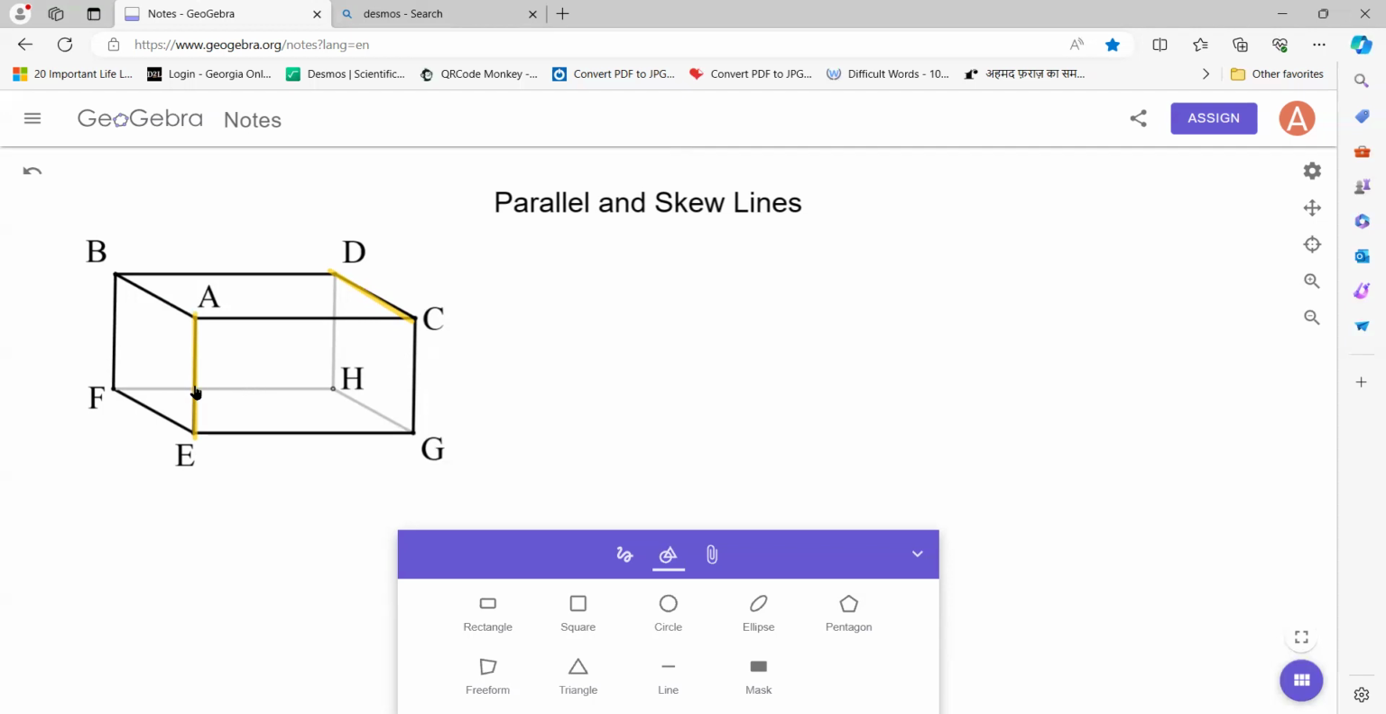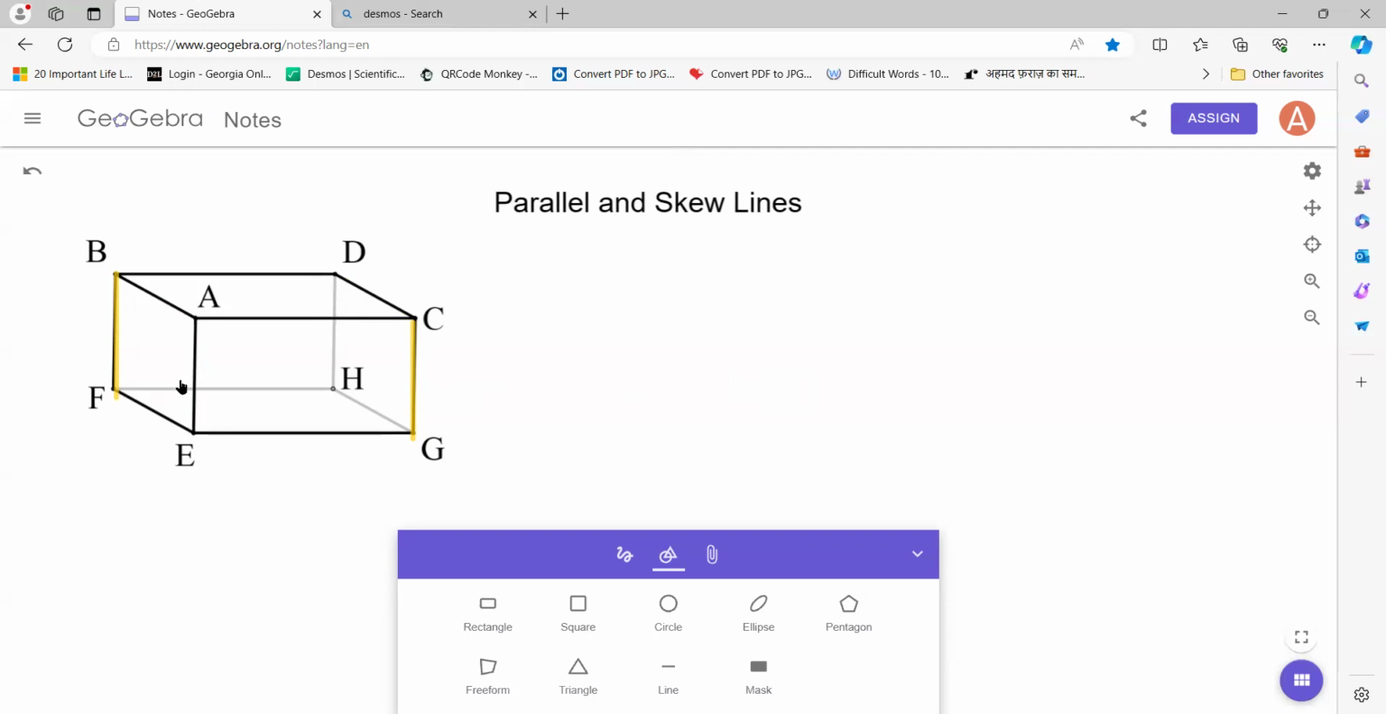I'll give you one more example. Now, these lines, BF and CG, are parallel because they're on the same plane. And this plane goes through BF and CG. And you can imagine a flat plane going through both BF and CG. So these two lines are parallel because they're on the same plane and clearly they don't meet.